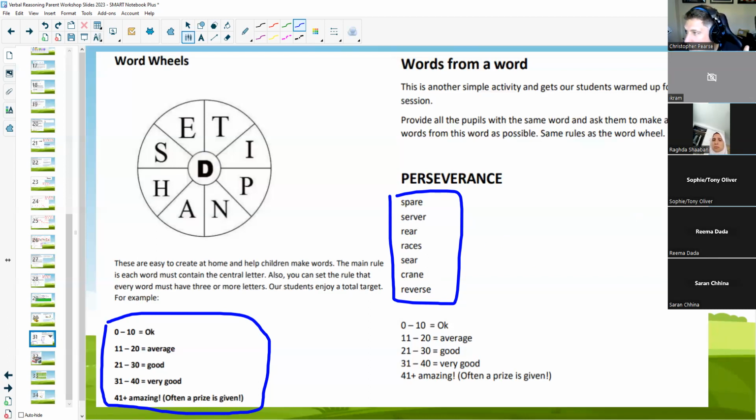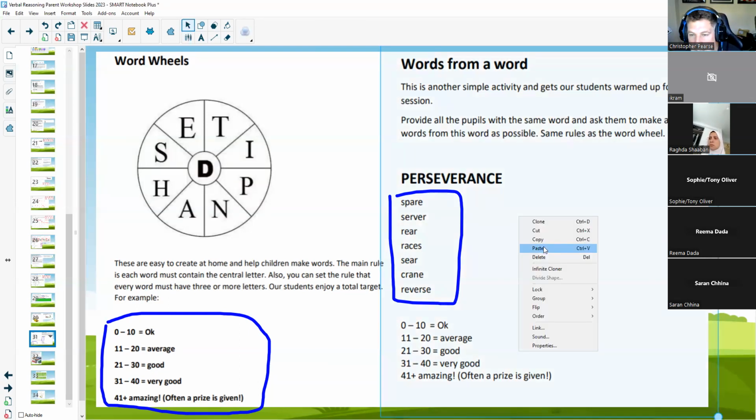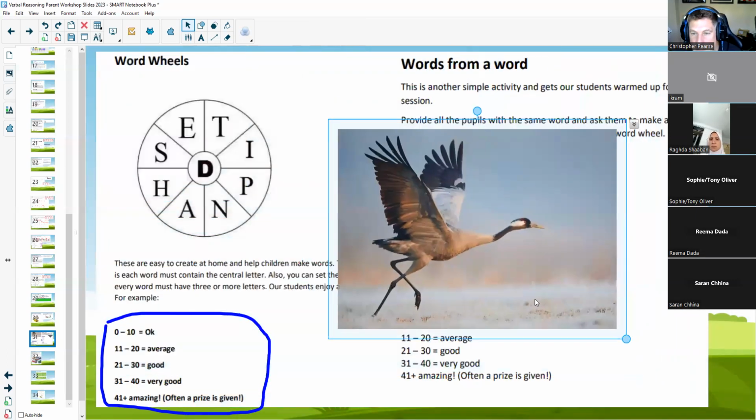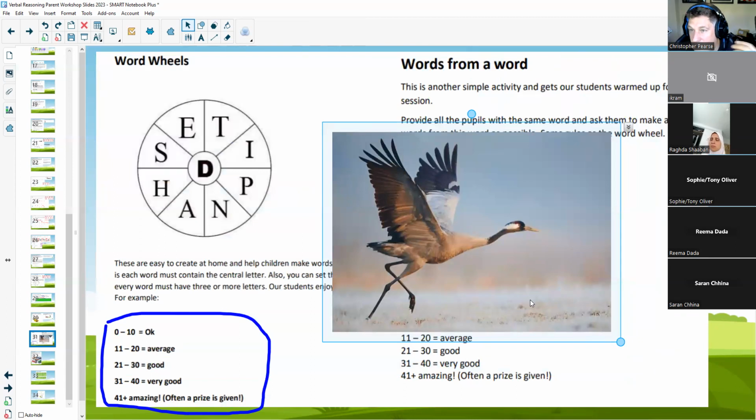And if we talk about the word crane, I'll just type this into Google. One of the things that you may well like to do with your child at home when you are spending time working on word things is also show them pictures. So this is a crane, bird. And again, it just brings it to life. It's not just a word on the page. It means something. And it's also something that they are more likely to retain.